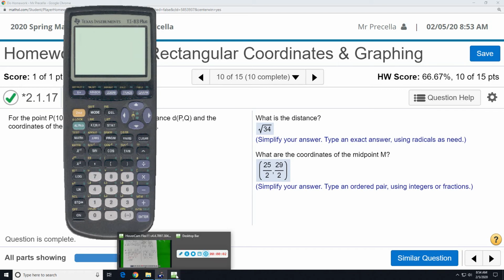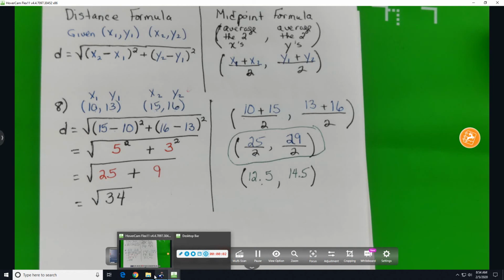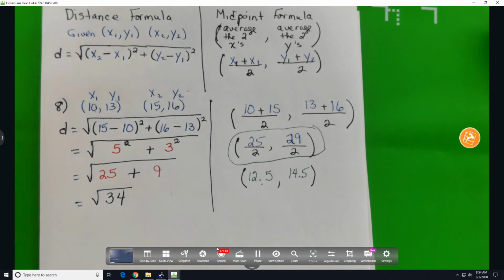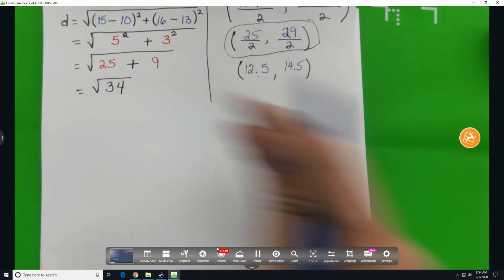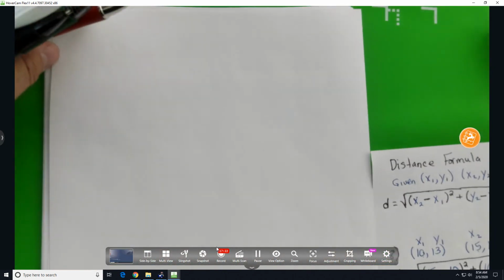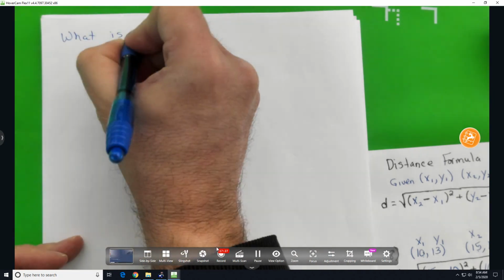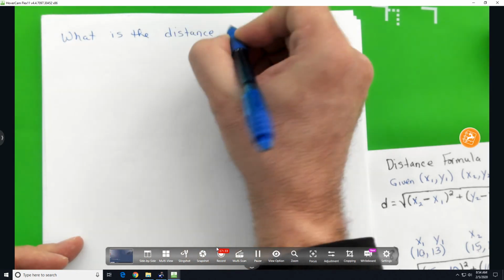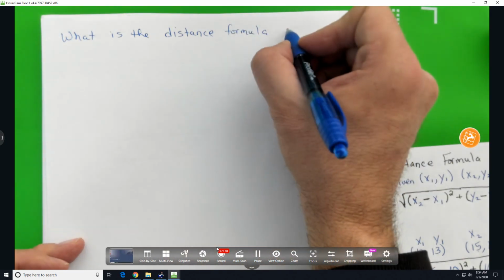Now, what I'm going to do now is try to justify what that distance formula is doing. In order to do that, you're going to need to remember some geometry. Okay, so I'm answering the question: what is the distance formula doing? Why is it actually working?